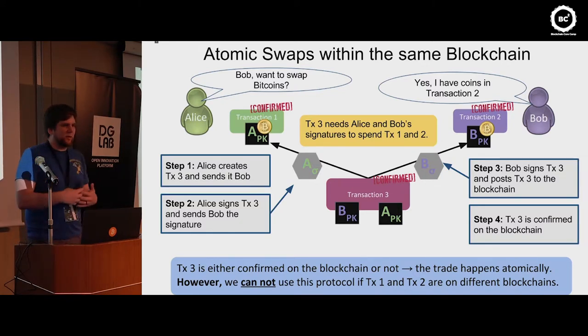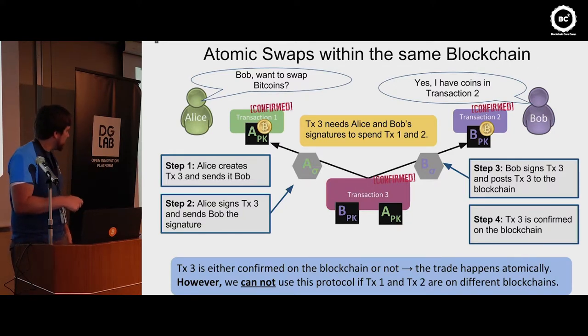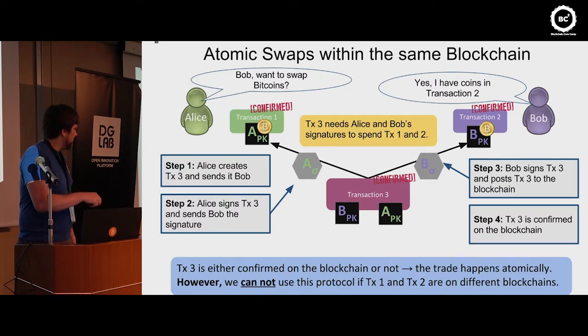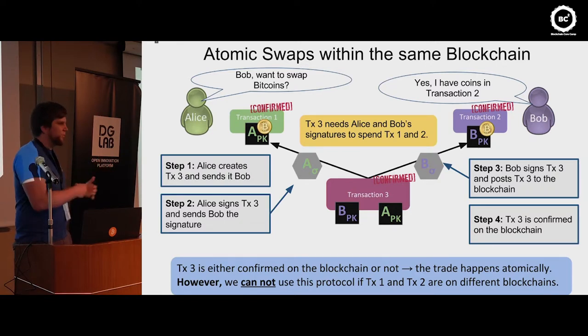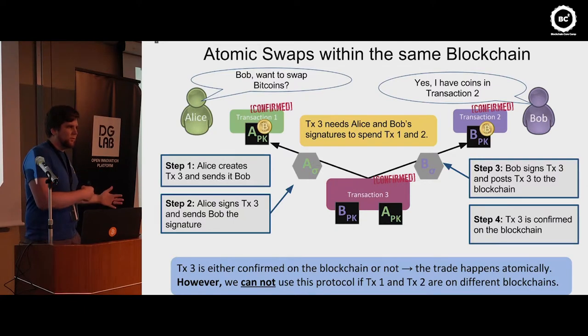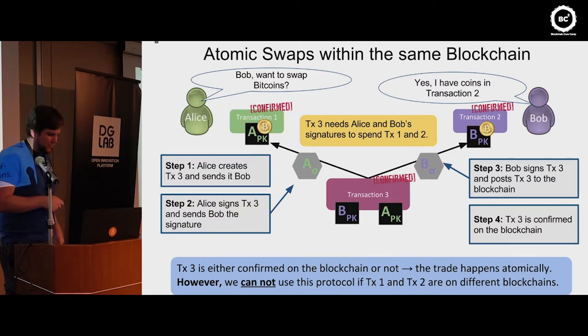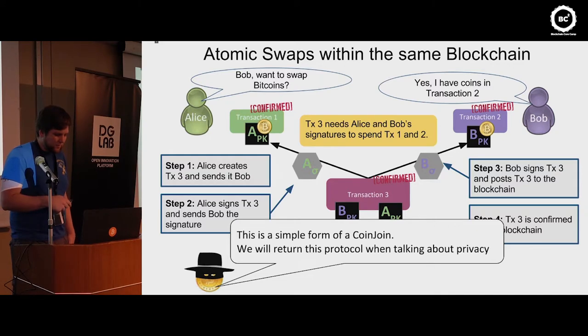And we note that this satisfies our earlier definition. Either this transaction happens, the swap happens, or it doesn't. This protocol isn't very useful for many of the things that we want to do because it requires that Alice and Bob be swapping coins on the same blockchain.